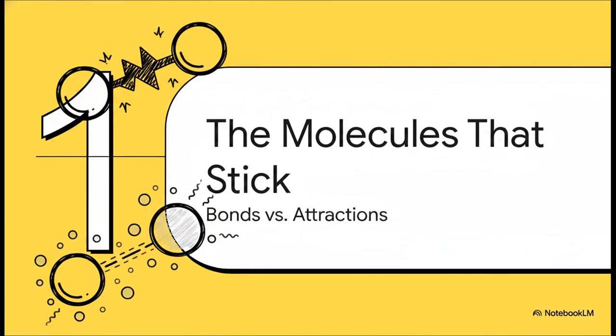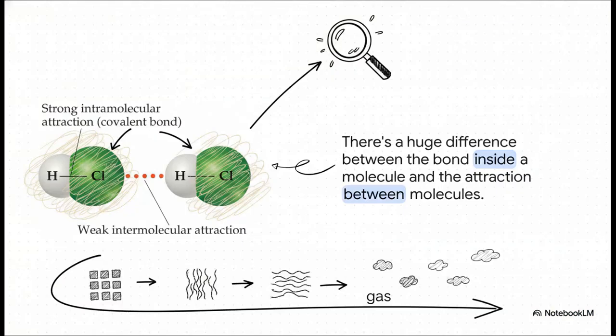Okay, first things first, and this is probably the most important idea we need to get straight. In the world of molecules, there are two totally different kinds of stickiness going on. One is the superglue that holds a single molecule together, and the other is more like a weak magnet that makes it hang out with its neighbors. So take a look at this. This picture shows it perfectly.